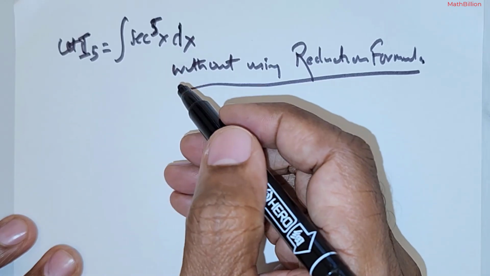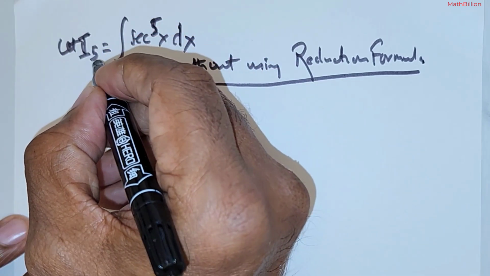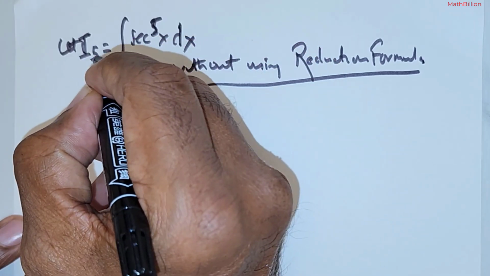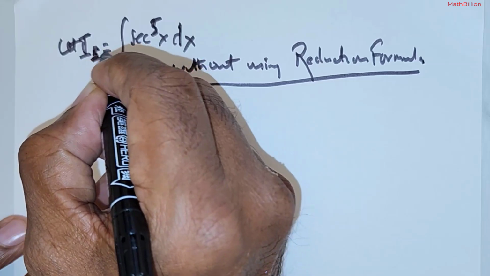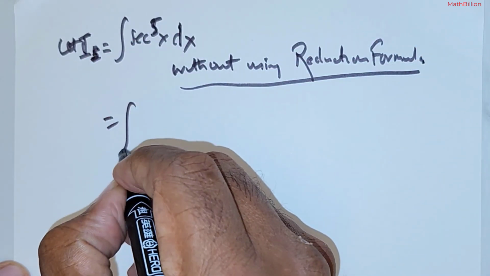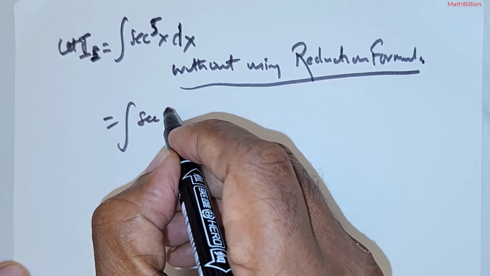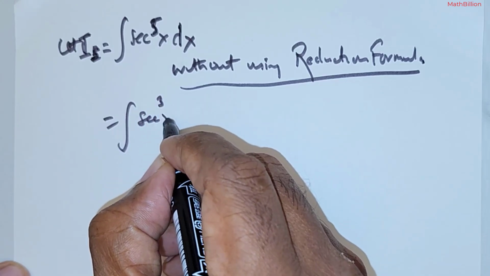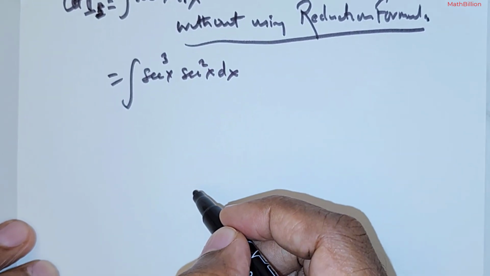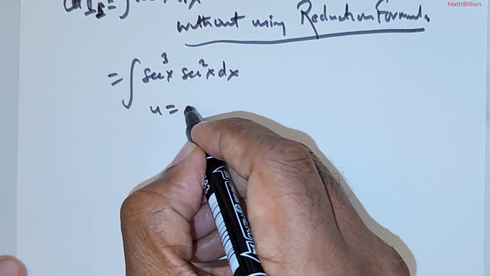Probably instead of saying I suffix 5, I will just state it as I. We don't need to have any I suffix 5. So next step is I'm going to rewrite this as secant raised to the power of 3x times secant squared x dx. Now we will be employing integration by parts.